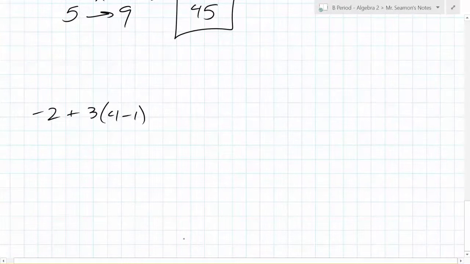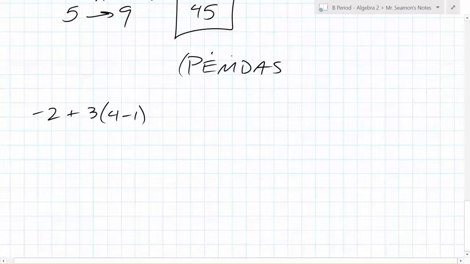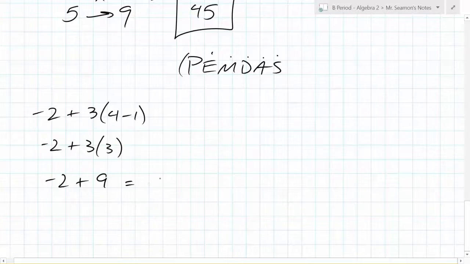What's that acronym that you should remember for order of operations? PEMDAS. Parentheses, exponents, multiplication, division, and then addition, subtraction. So what should you do first on that one? There's actually a couple options, but what should you do first, Chris? So this will be -2 plus 3 times 3. So -2 plus 9 equals 7. Yeah, that's it.